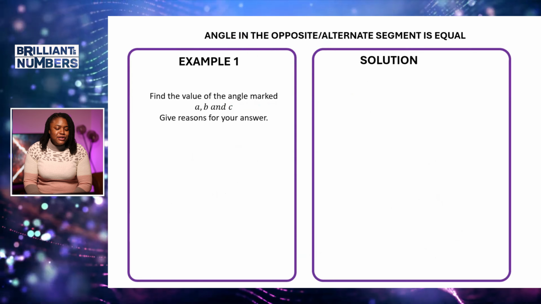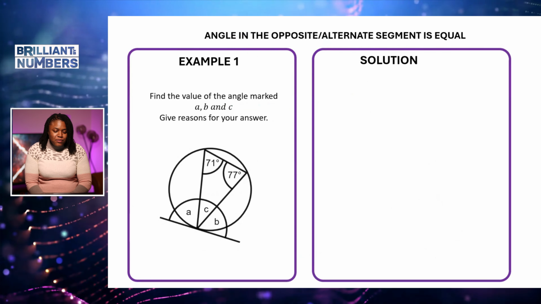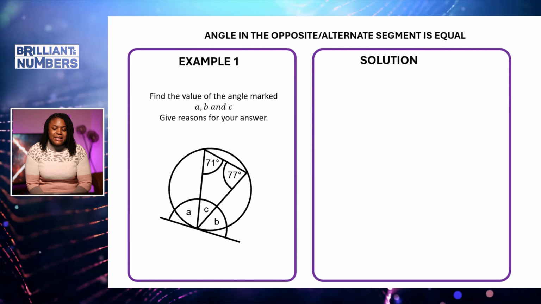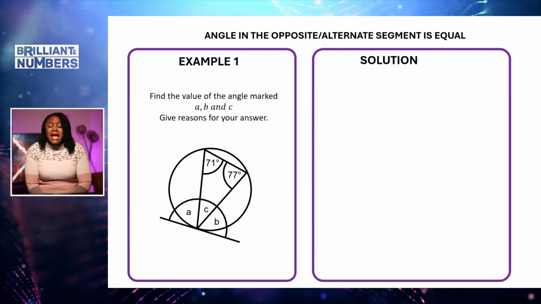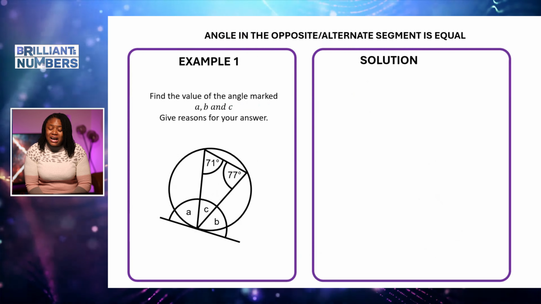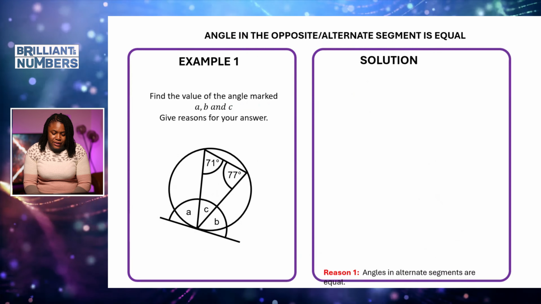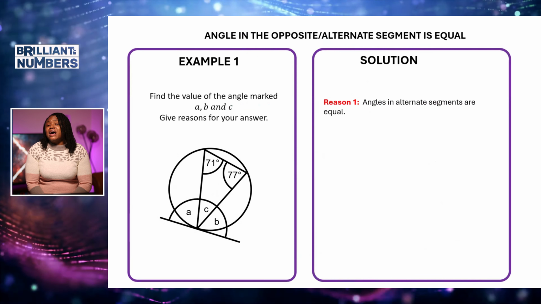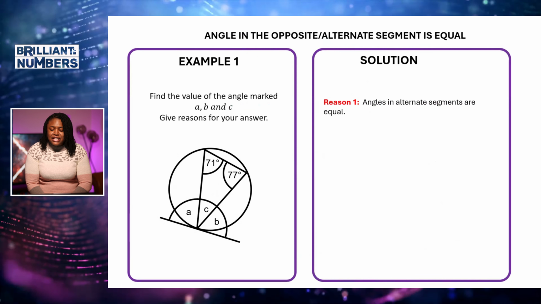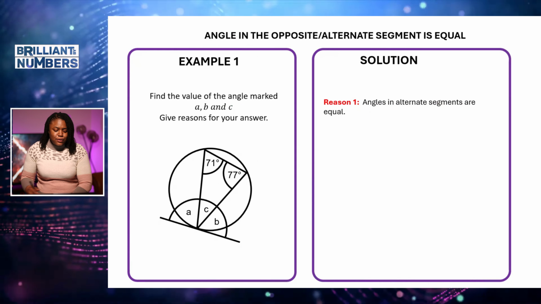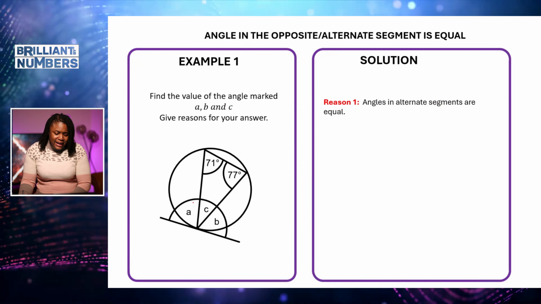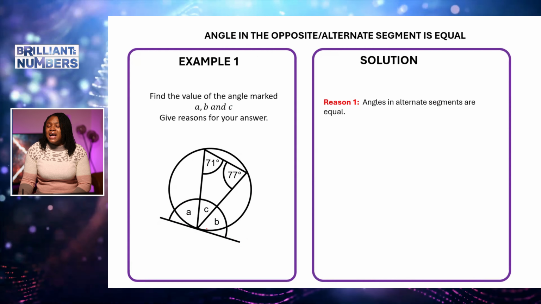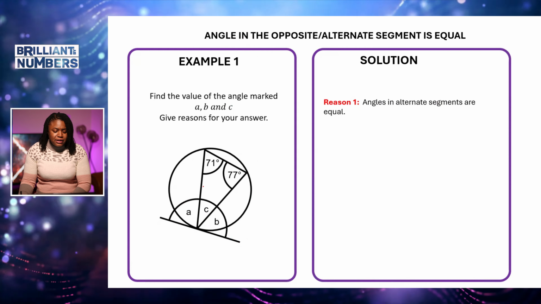So example number 1. We're asked here to find the value of the angles marked A, B, and C, and to give reasons for our answer. Now we think first of all, we need to use the theorem that we've just learned. So angles in the alternate segment are equal.